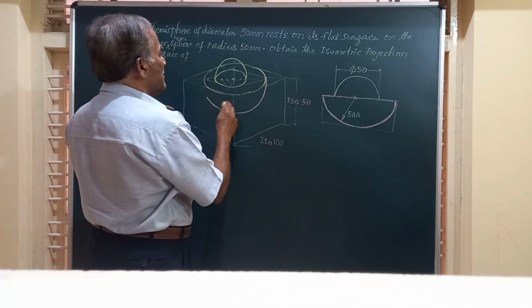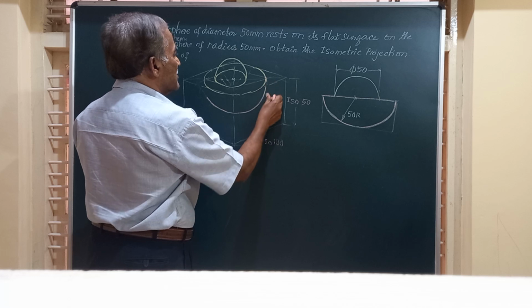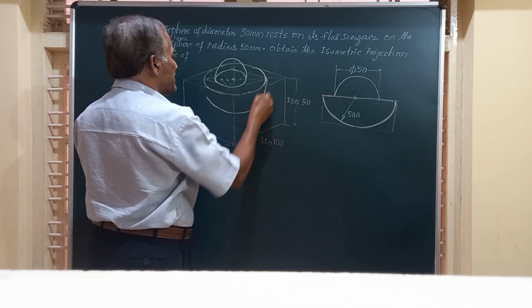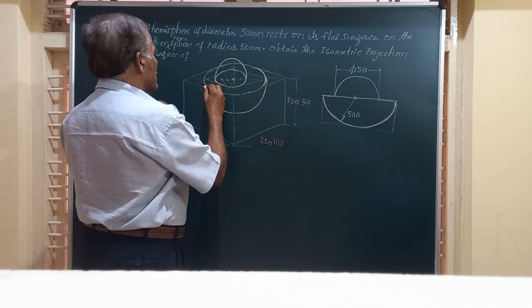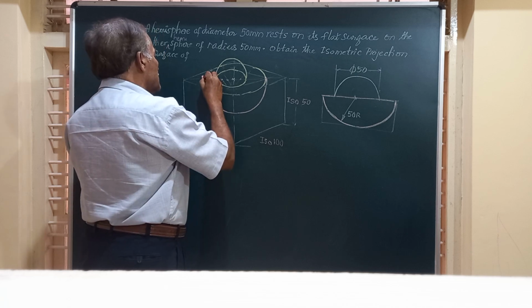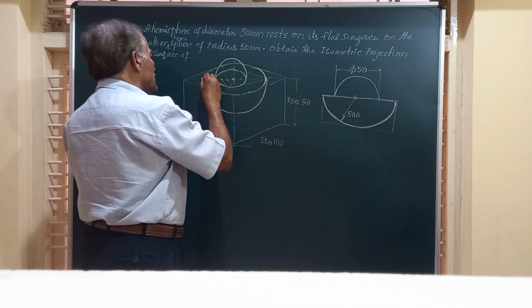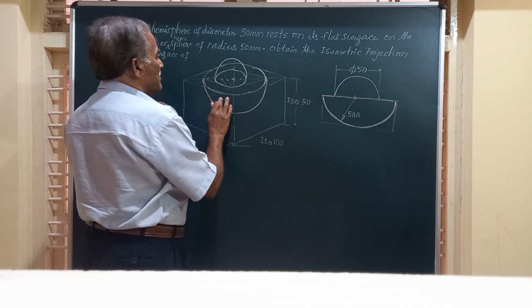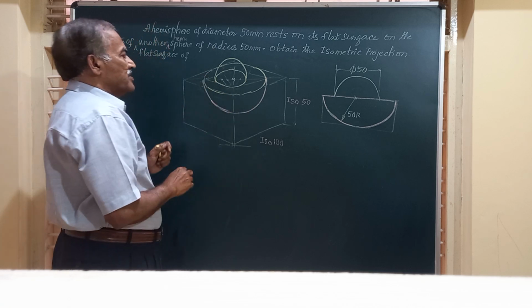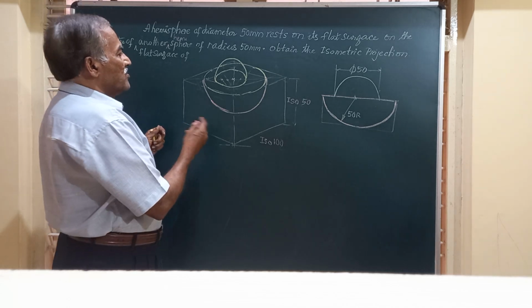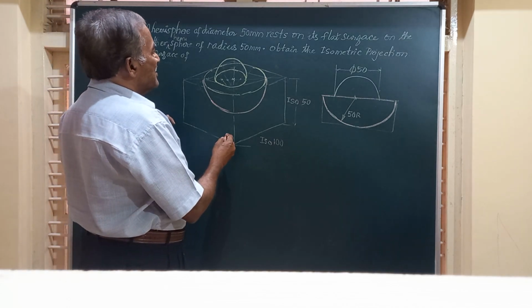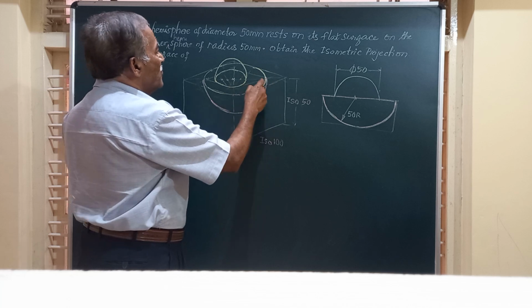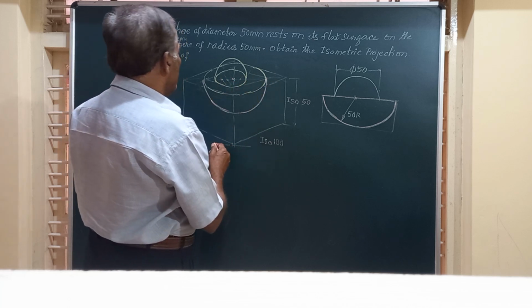No, it will not go there. This is for the bigger one. Yes, this is perfectly right. And this again somewhere here. This is the hemisphere we see in isometric. Friends, now we have got the isometric projection of both the bigger hemisphere and the smaller hemisphere.